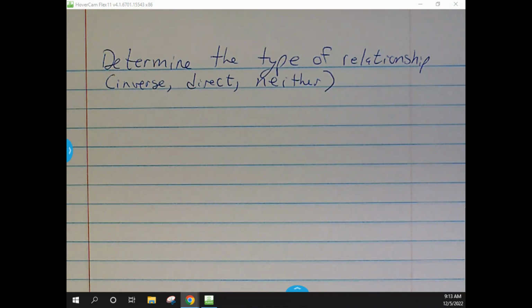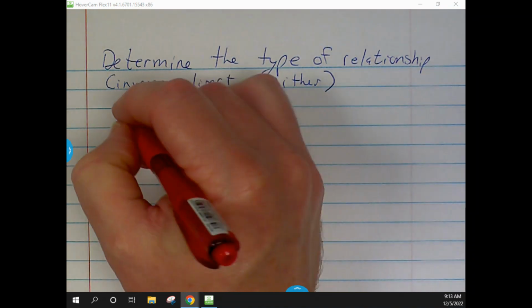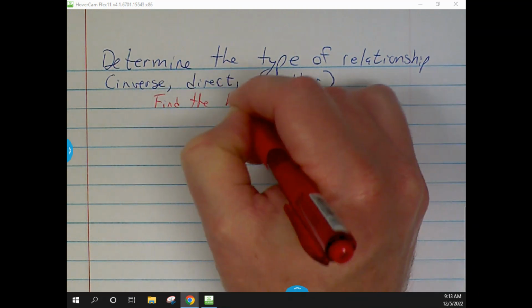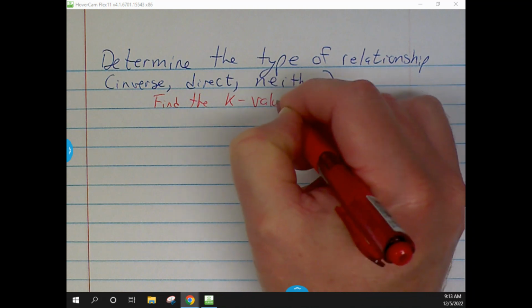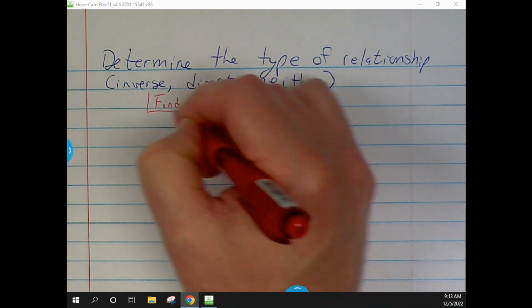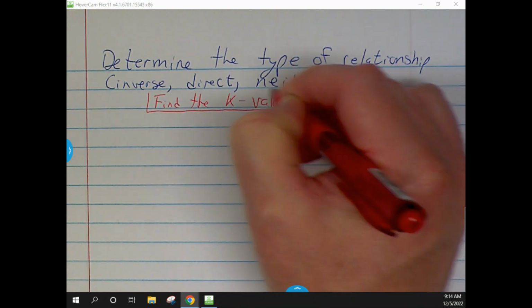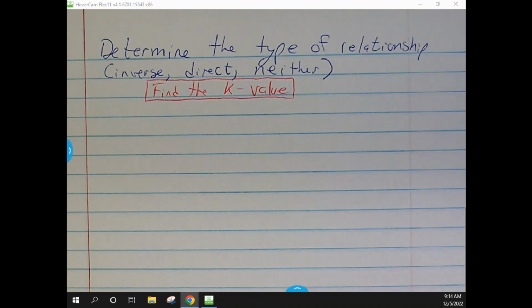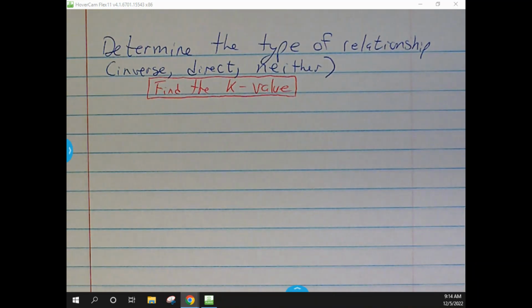Okay, so anytime they ask you to figure out what the relationship is, you have to find the k value. Because if they give you the ordered pairs, if you can figure out what the k value is, that's the whole key to everything. See, it's the k value, right? It's the key to the whole thing, because if you can get that part, then everything else will be okay.